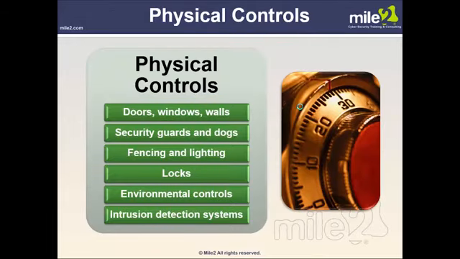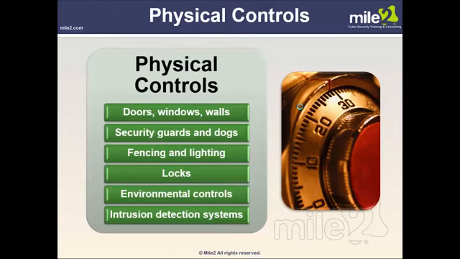And of course, the physical controls, right? Your doors, windows, walls, and so forth. How are they put together? Am I able to go through the door because the door was unlocked, or because it had a simple lock on it that we were able to bypass fairly easily?